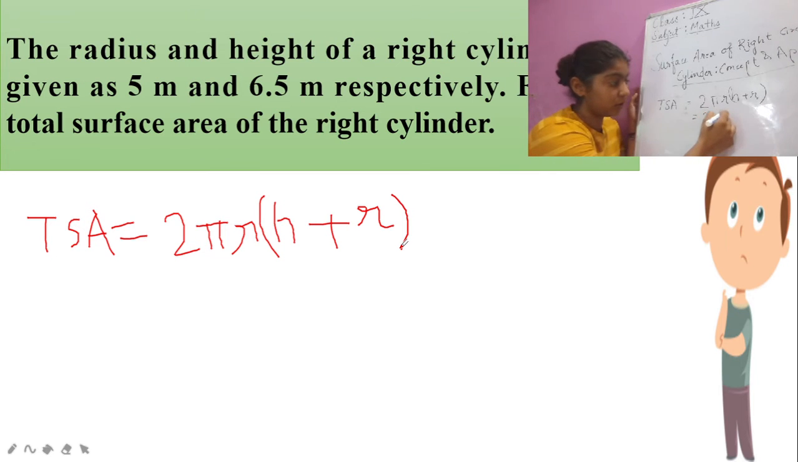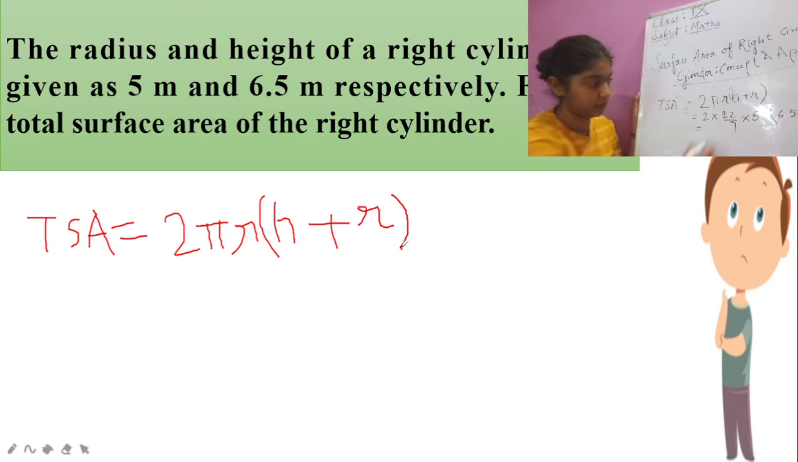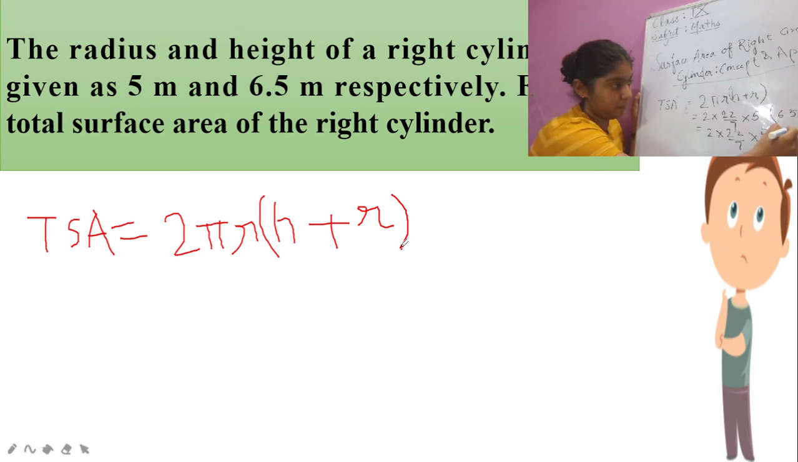So 22/7, R is here 5, H we have 6.5 and R we have again 5. Now add. So students, tell me the answer after calculating. And students, make sure the unit is also the same, because we are calculating the area, right? For the area we require meter square, centimeter square. We are not calculating volume here, so please make sure about units while doing it.